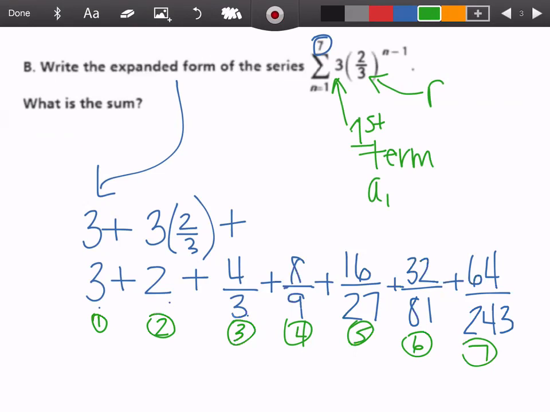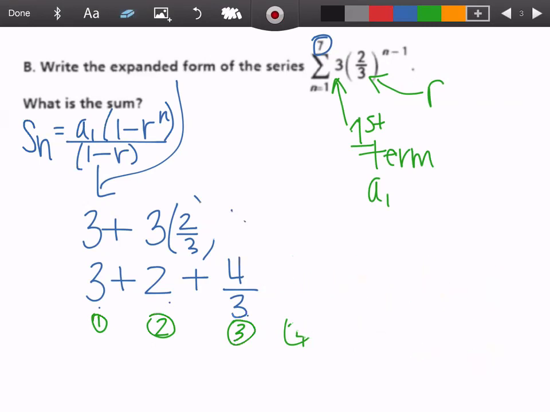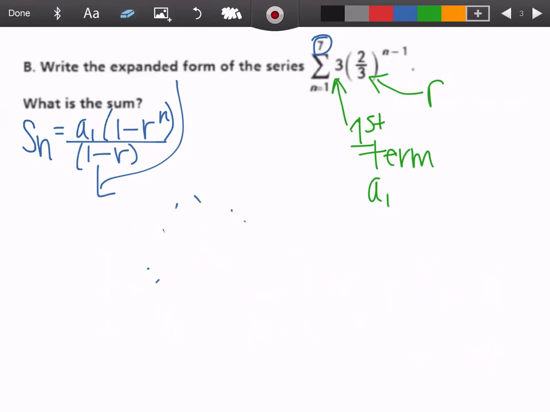So to find the sum, we actually have a formula for it. You have S sub n is equal to a sub 1, so the first term, times 1 minus r to the nth power, all over 1 minus r. And I'm going to erase all of this to get it out of our way, because now we are going to find the sum.